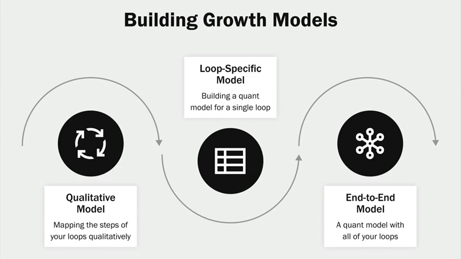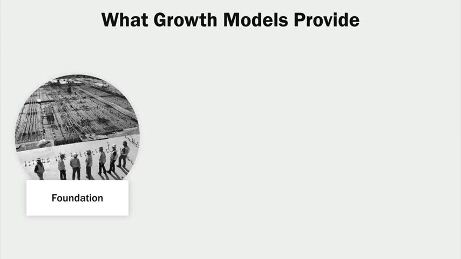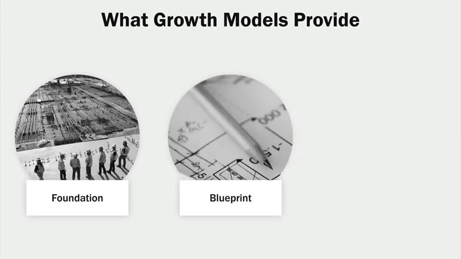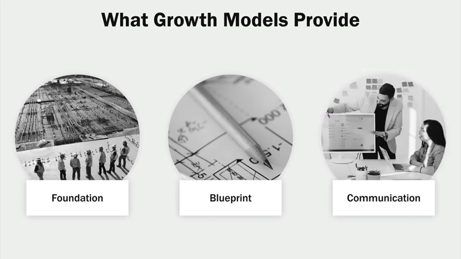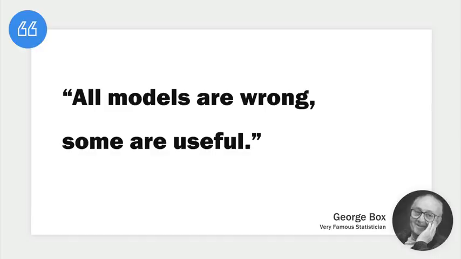When we have these models, they really represent the foundation, the theoretical underpinning of how growth happens within our product and business. It also gives us a blueprint to how our product grows and transforms growth from an art to a science. And last but not least, it provides us a key communication tool in order to establish a common language around growth. Now, as we go out and build these different growth models, something that you're going to hear a lot is a quote from George Box, who's a very famous statistician. He once said that all models are wrong, but some are useful.